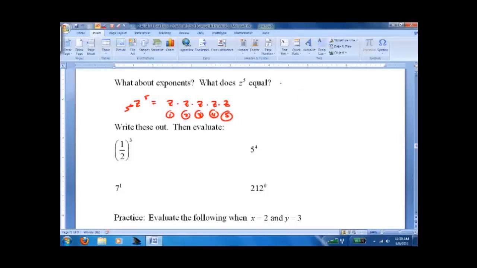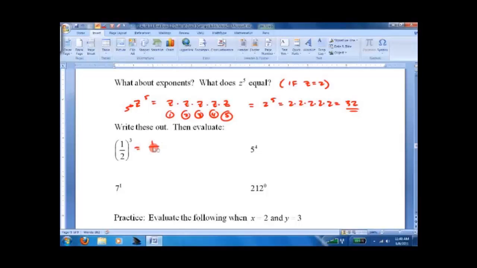So if we were to say z equals 2, it would be the same as 2 to the 5th, 2 times 2 times 2 times 2 times 2. 4 times 4, 16 times 2 is 32. So write these out and evaluate.